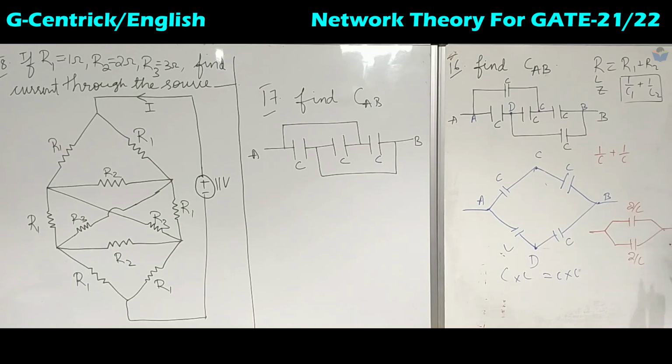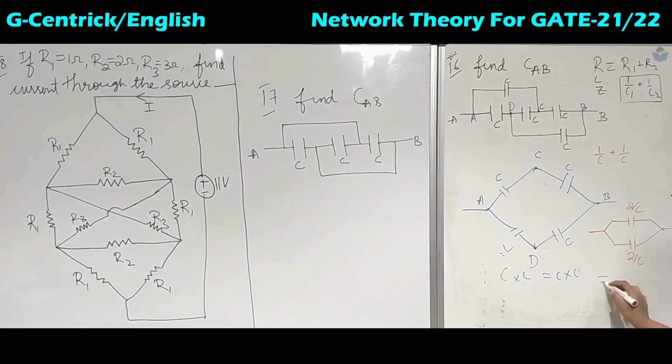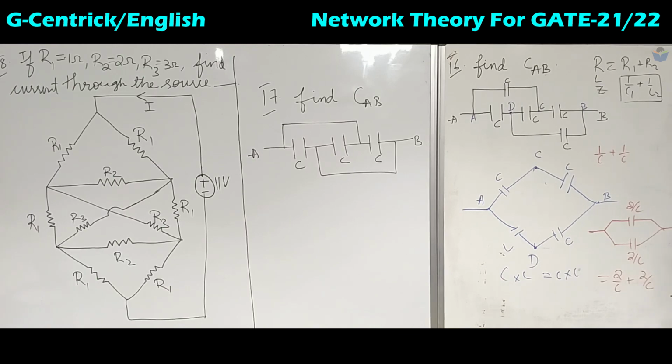This is also 2 by C. Now these two are in series, so we can add them directly. 2 by C plus 2 by C. So we will get 4 by C. This is the answer for this question.